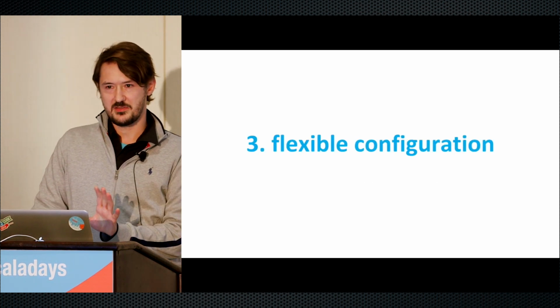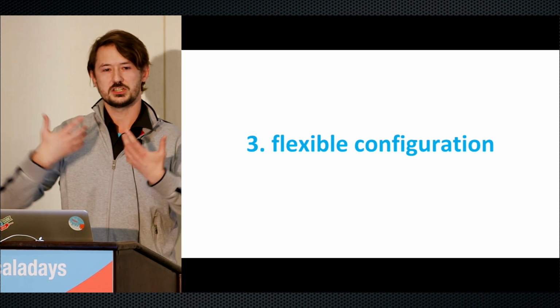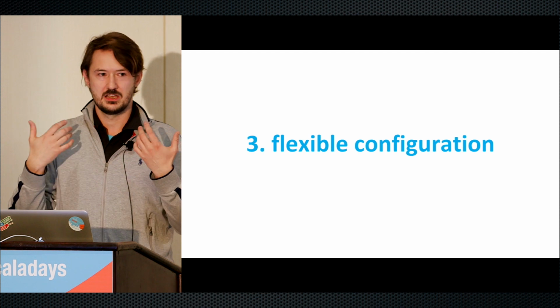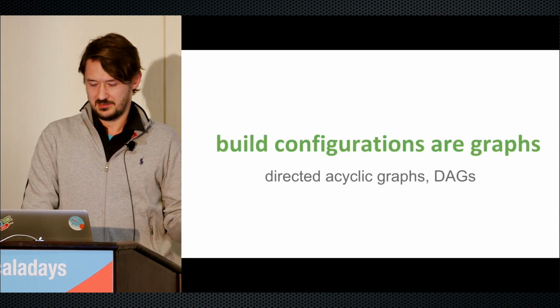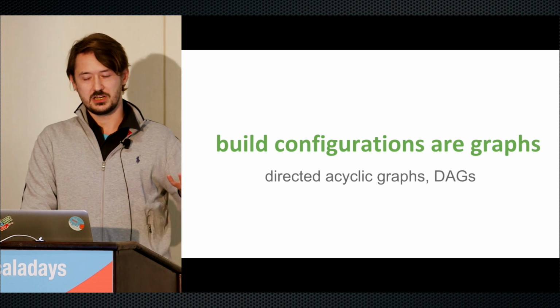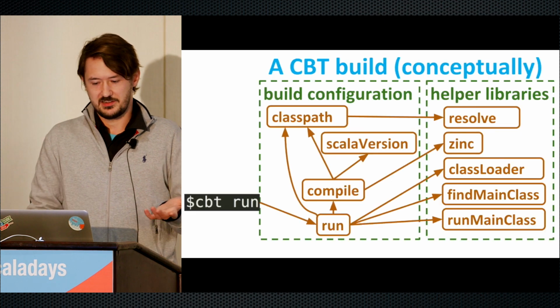Okay, so now that's the most interesting part. We have all these helper methods, we have a way to invoke stuff. How do we chain it all together in a way that's actually understandable and manageable? Well, let's think a little about it. Build configurations are graphs. They are directed acyclic graphs of things to do, right? So it could look like this.